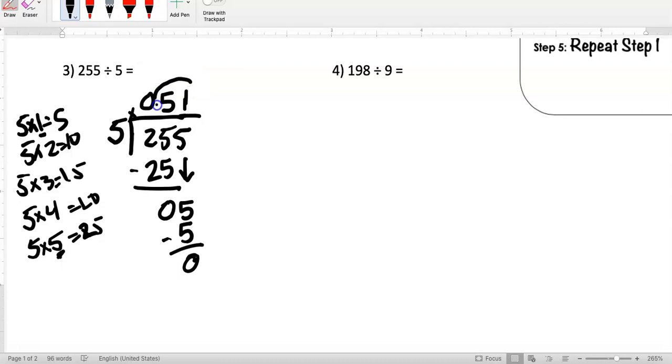My quotient is 51. You don't have to add that 0 right there into your number because that just represents nothing. There's 0 hundredths. You don't say 0 hundredths 51. You just simply will say 51. So your answer is 51.